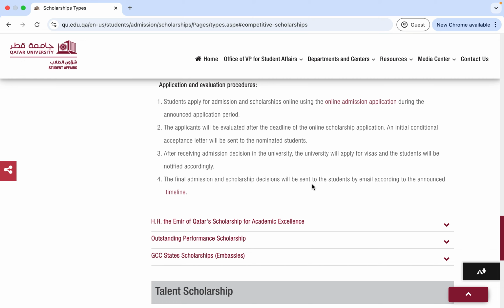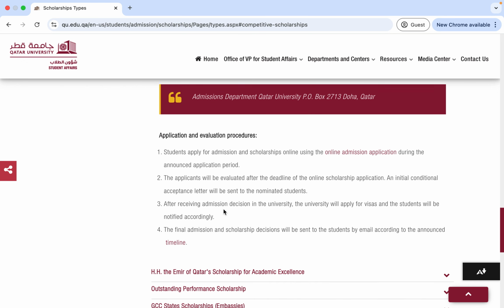An initial conditional acceptance letter will be sent to the nominated students. After receiving the admission decision, the university will apply for visas and the student will be notified accordingly. This is very beautiful, meaning that it is the school that will apply for the visa for you. And the truth is that when schools apply for a visa for you, there is a high tendency that you will get your visa, right? And then number four, the final admission and scholarship decision will be sent to the student by email according to the announced timeline. So this is for the international student.